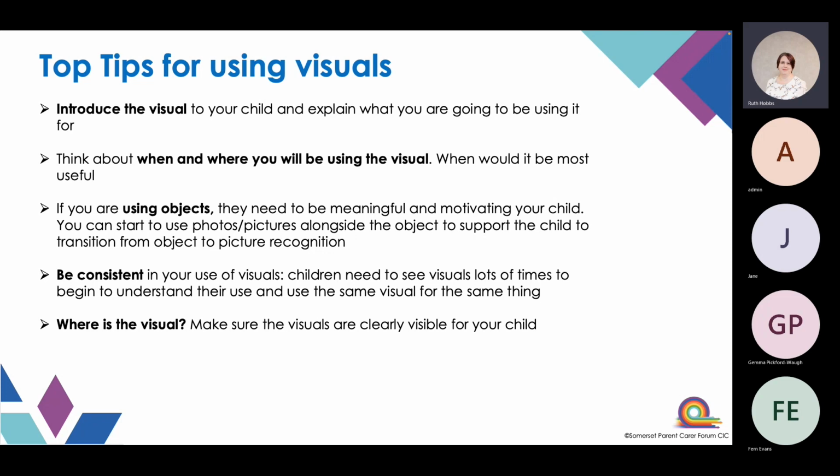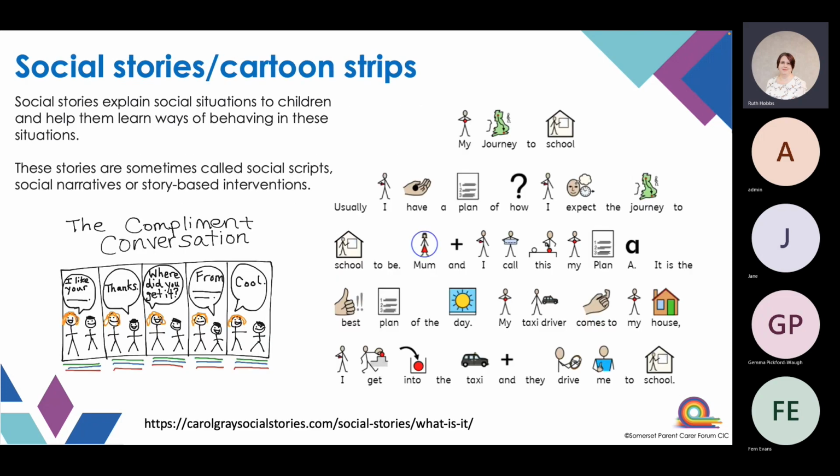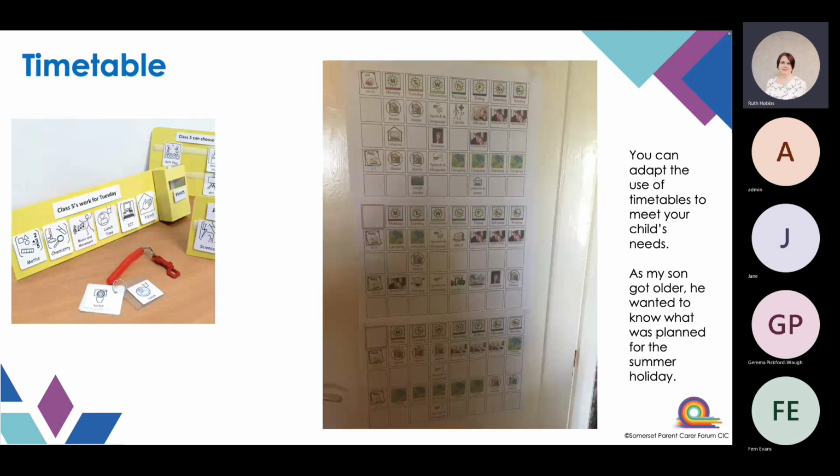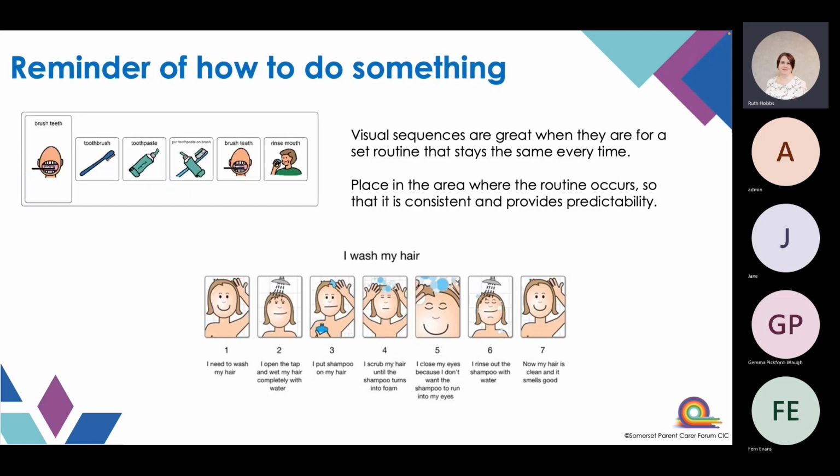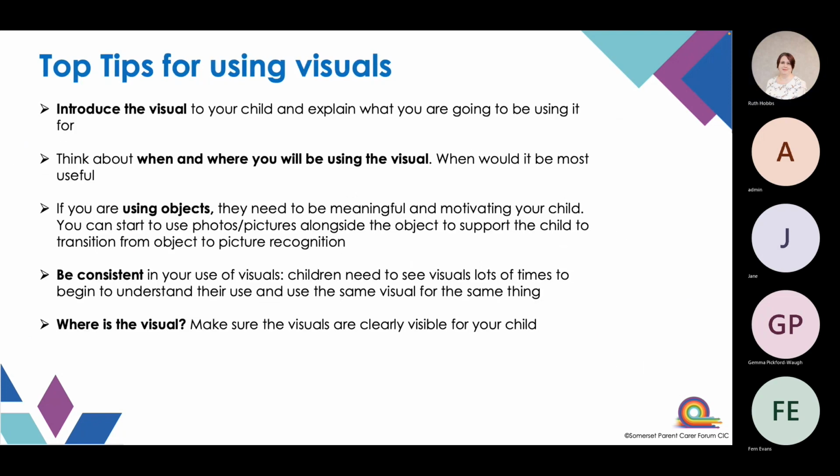One of the other things you can do, which I think you saw on one, let me go back, this one, is you can have a keyring one, so you can literally attach it to the young person, and they can take it with them, with the different things on there. So it's thinking about how you're going to use it. If you're going to use objects, they need to make sense to the child, and then you can take a picture alongside that object. So if you're moving from an object, for example from a cup, into a picture, you could have the cup and a photo of the cup so that you're slowly getting the child used to that.